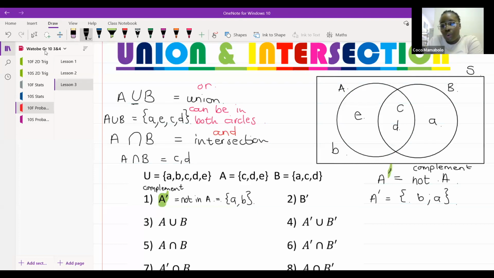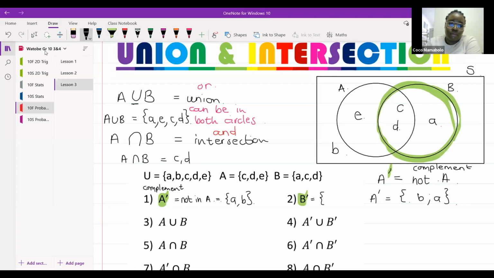B. So when they say the complement of B, what are they actually asking us for, Sinako? The letters that are not in the A. Okay. In this case, not the ones that are not in A, the ones that are not in set B. Correct. So here is set B. This is set B. So which letters are not included in set B?